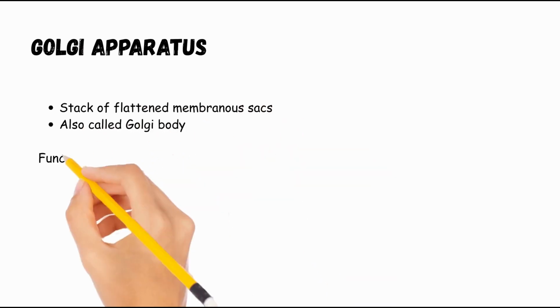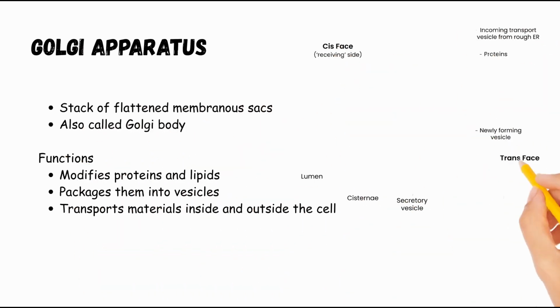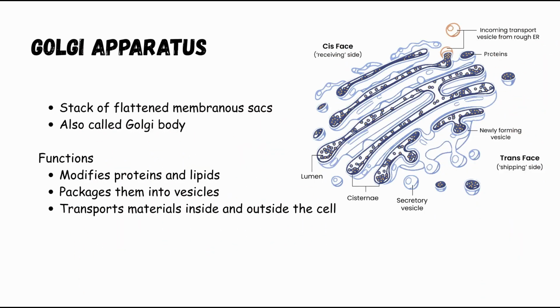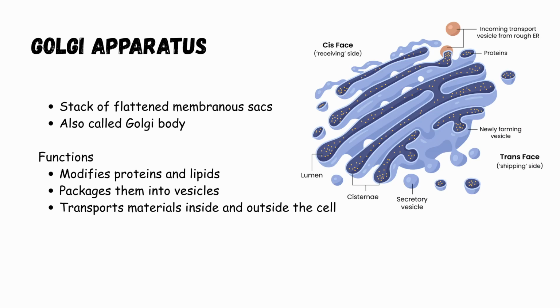The Golgi apparatus consists of flattened membranous sacs and acts as the packaging and distribution center of the cell. Proteins and lipids synthesized in the ER are modified, sorted, and packaged here. They are then transported to their specific destinations inside or outside the cell via vesicles. The Golgi apparatus is especially well developed in secretory cells.